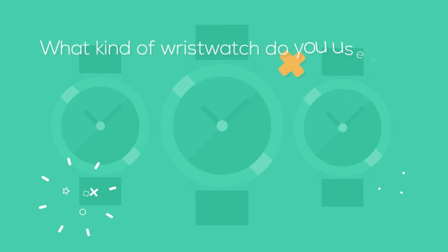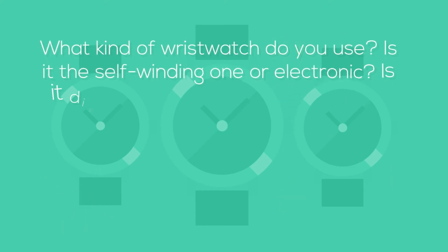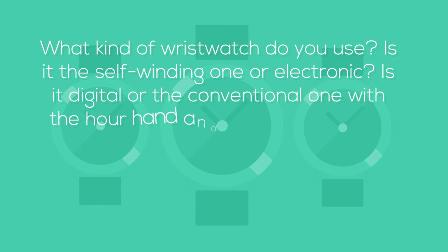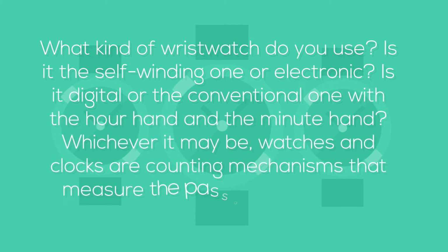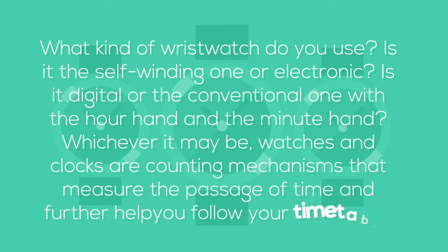What kind of wristwatch do you use? Is it a self-winding one or electronic? Is it digital or the conventional one with the hour hand and a minute hand? Whichever it may be, watches and clocks are counting mechanisms that measure the passage of time and further help you follow your timetable.